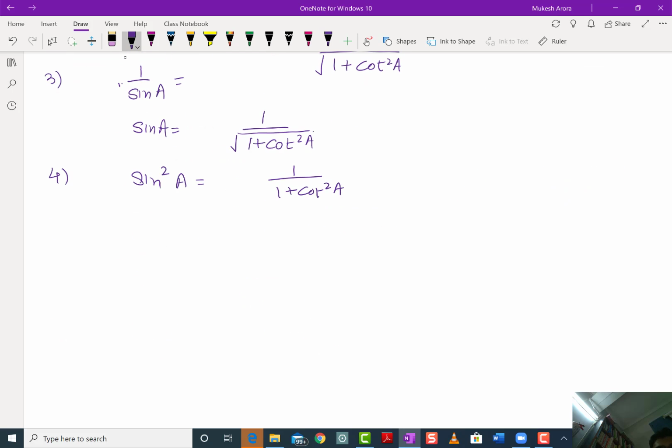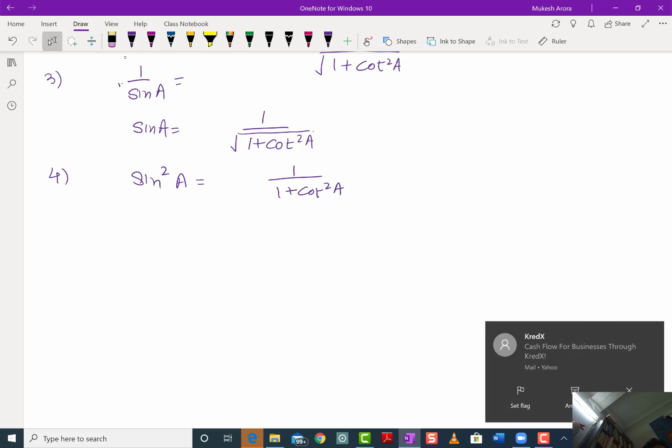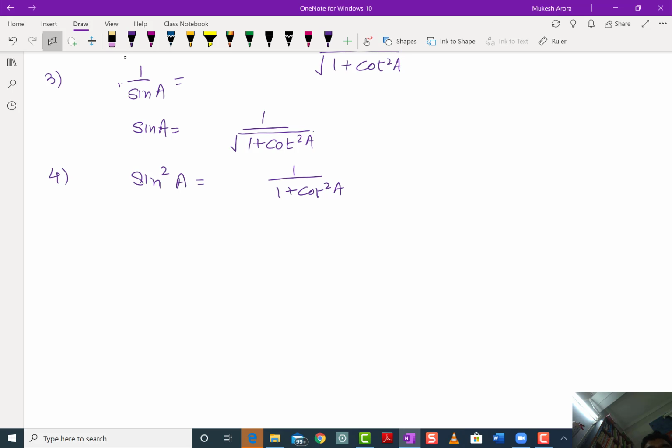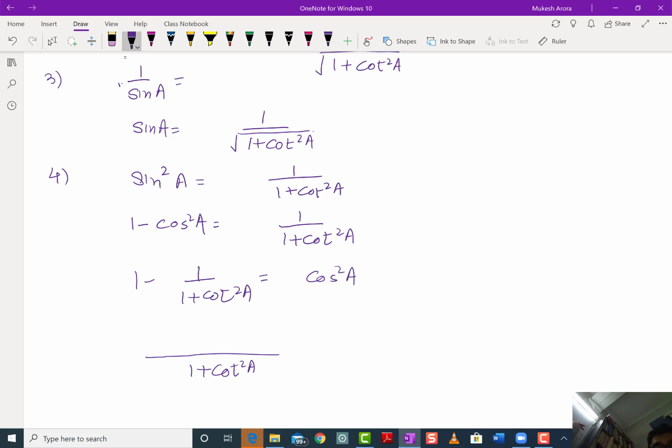Sin we can convert into cos. So 1 minus cos square A is equal to 1 upon 1 plus cot square A. So 1 minus 1 by 1 plus cot square A is equal to cos square A. So its LCM is 1 plus cot square A, and 1 plus cot square A minus 1 is equal to cos square A. So cos A is equal to cot A upon under root of 1 plus cot square A.